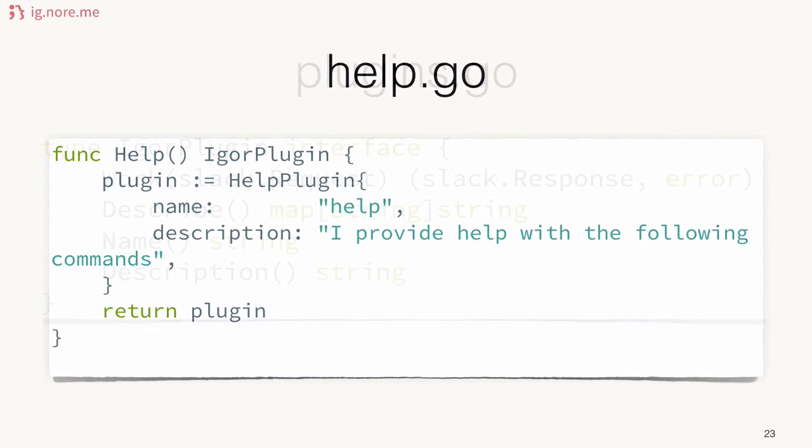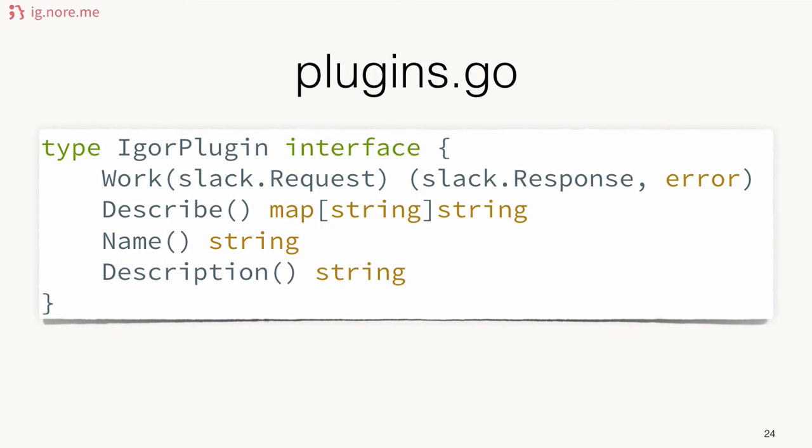Okay, but then what exactly does one of those Igor plugins do? So the interface defines 4 major functions. There's work, which does all the actual work. That's why, as we saw earlier, the request is sent to it, and it will handle everything, and it will either return a Slack response or a nothing found.